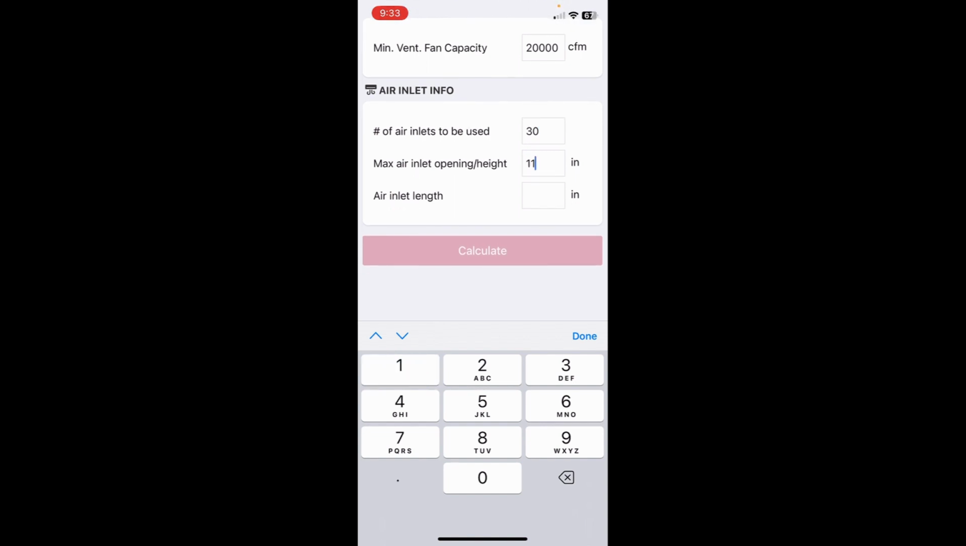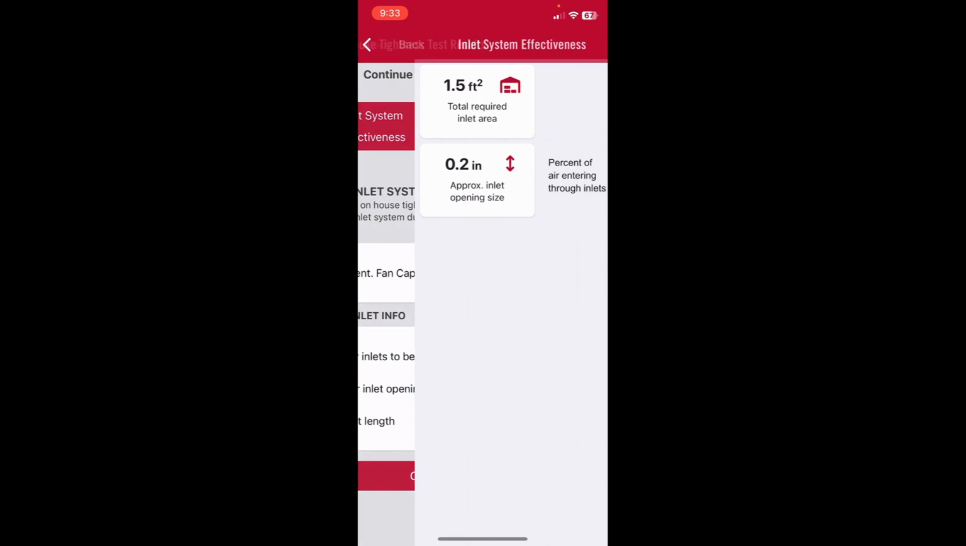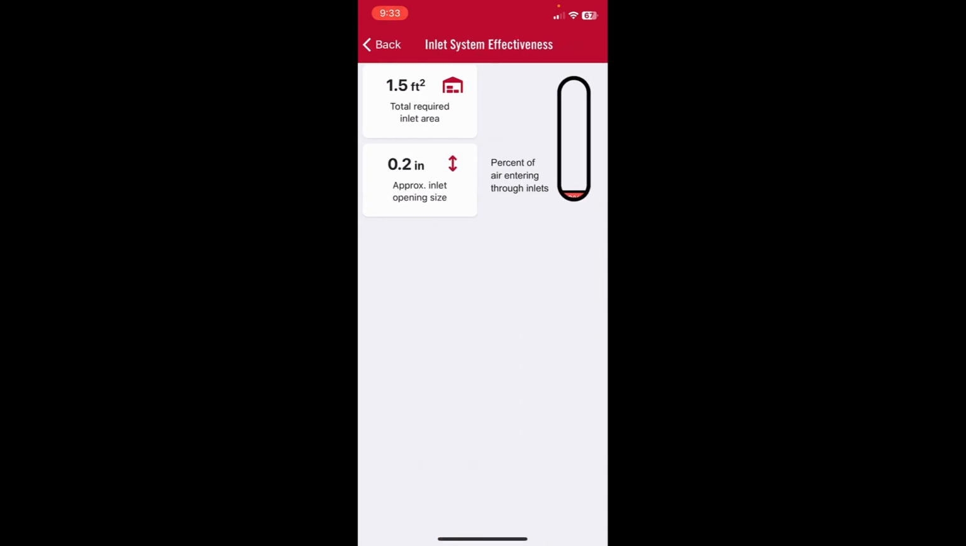Those inlets can open at 11 inches, and they're 42 inches wide. The app will tell us how much they need to open. We're just putting in what their maximum opening is. Hit calculate. And we find out that we only need 1.5 square feet of inlet opening because we have so much crack area in the sidewalls and in the end walls. The inlets are only going to open up 0.2 inches, and a very low percentage of air will enter through our inlets. So we're not going to be very effective.